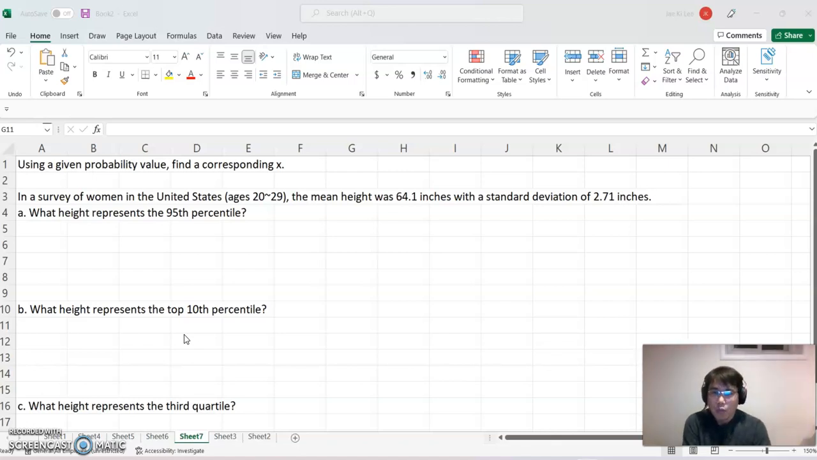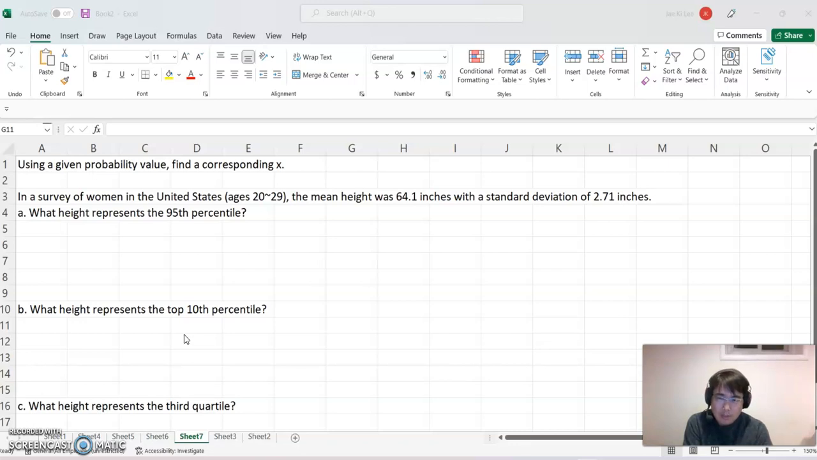In a survey of women in the United States, the mean height was 64.1 inches with a standard deviation of 2.71 inches. So A, what height represents the 95th percentile? B, what height represents the top 10th percentile? C, what height represents the third quartile?